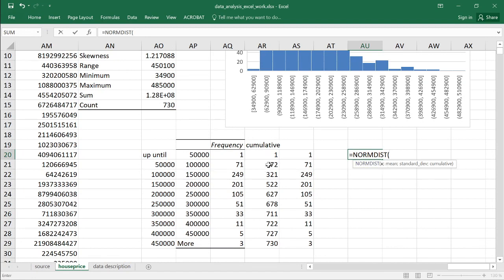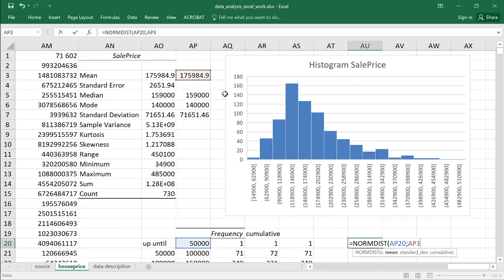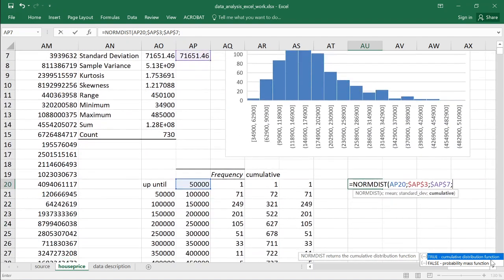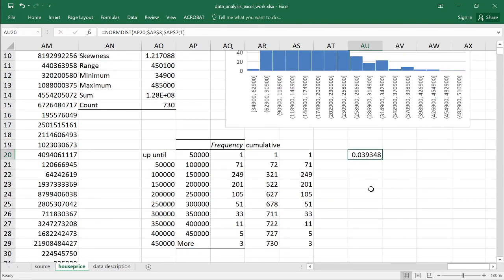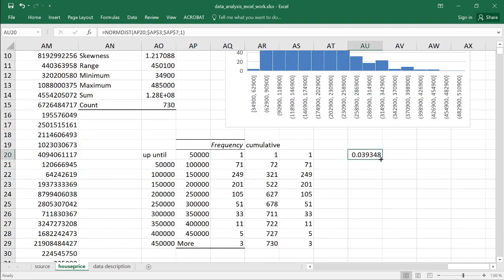We need a parameter x, which is a price here, and I'll explain in a second what the result is telling us. We need the mean. I'll fix that by pressing button F4 again, standard deviation again fixed, and we want to compute cumulative probabilities. So we get a number, 3.9%, for the probability of observing prices below 50,000, again assuming a normal distribution and taking mean and standard deviation from that sample.